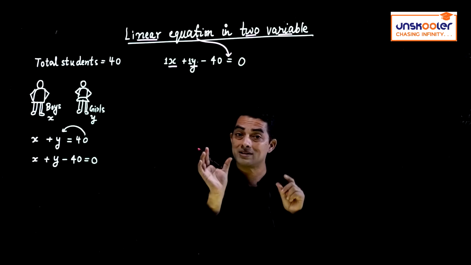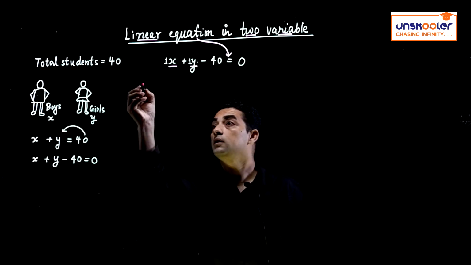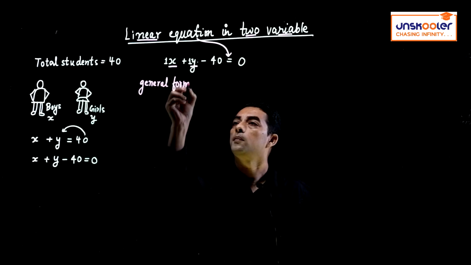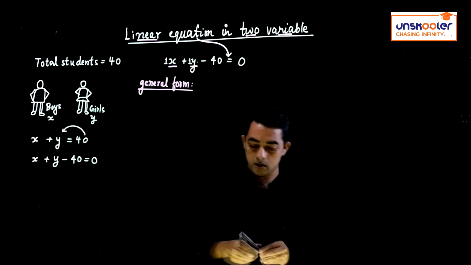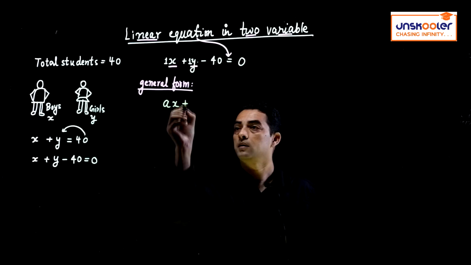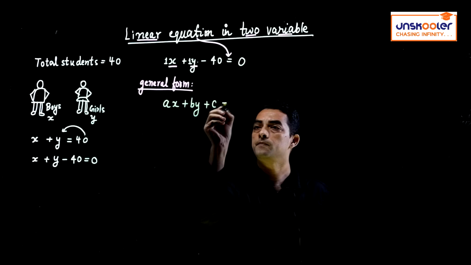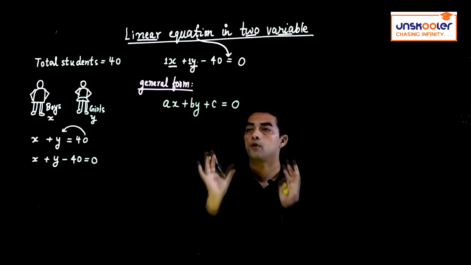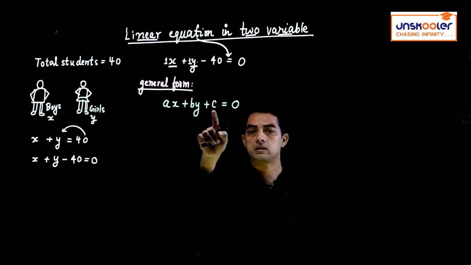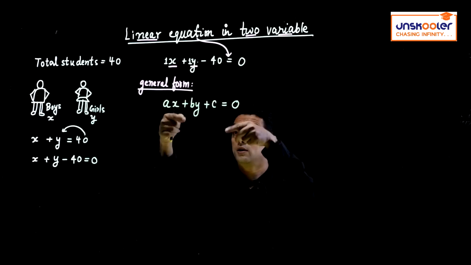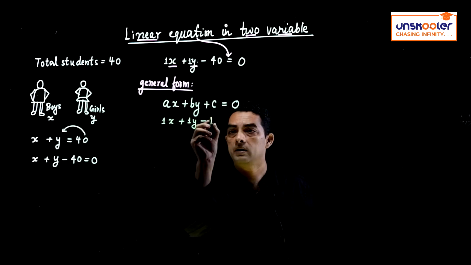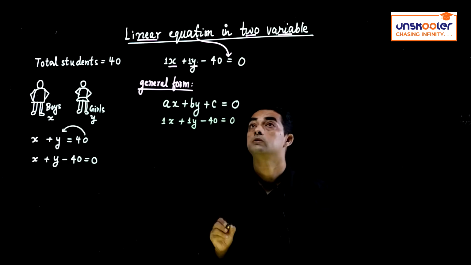Now let us see what is a general form, because you will hear this word also: general form of a linear equation in two variables. What is a general form? General form is like this: ax plus by plus c is equal to 0. This is a general form for a linear equation in two variables. Let us put this into this. It will be 1x plus 1y minus 40 is equal to 0.